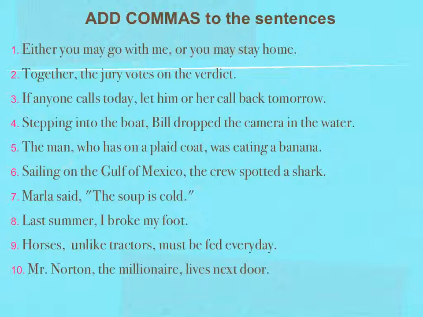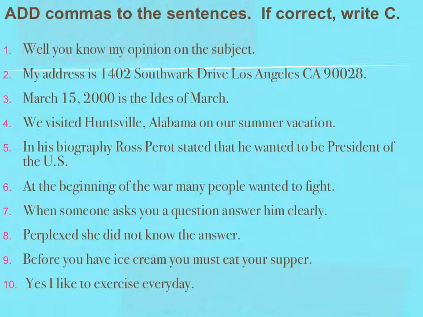Let's try a few more to make sure we've covered all our rules. Add commas to these sentences, but if it's correct, write C. I'll read them. You write them down. Number 1. Well, you know my opinion on the subject. 2. My address is 10140 Southwark Drive, Los Angeles, CA 90028. 3. March 15, 2000 is the Ides of March. 4. We visited Huntsville, Alabama on our summer vacation.